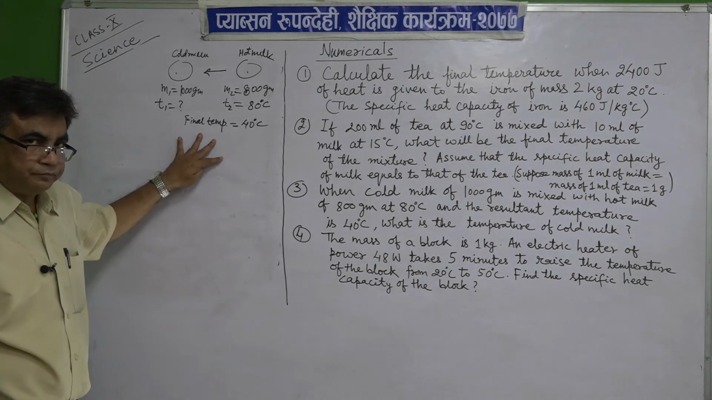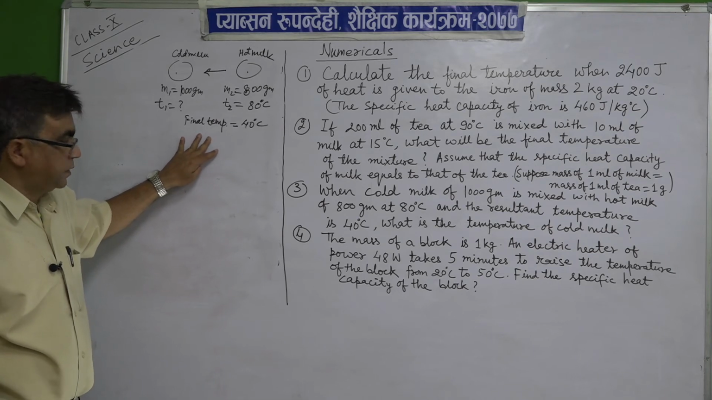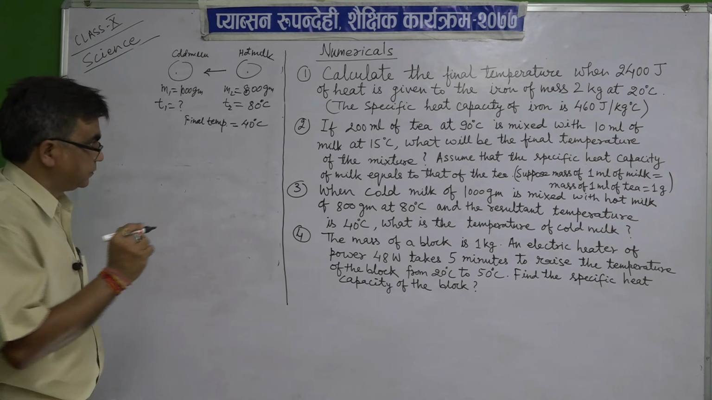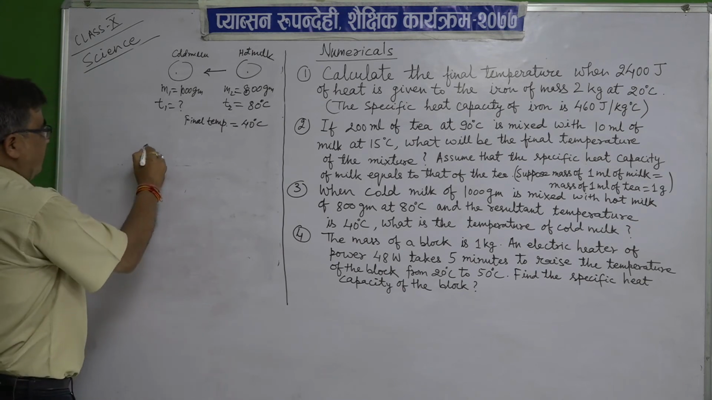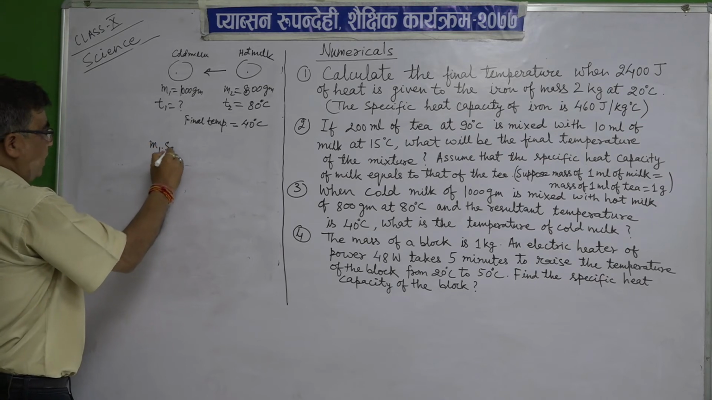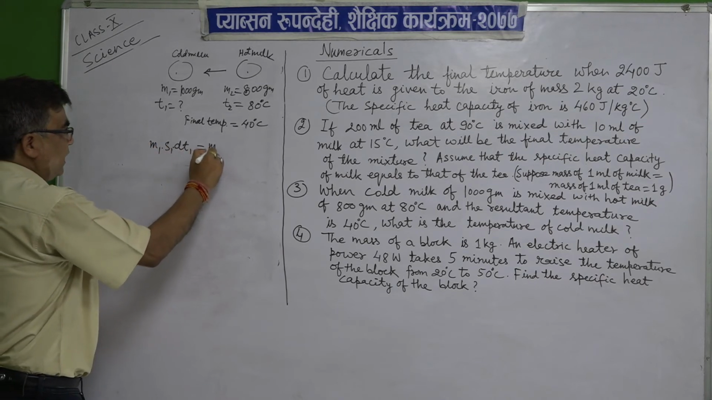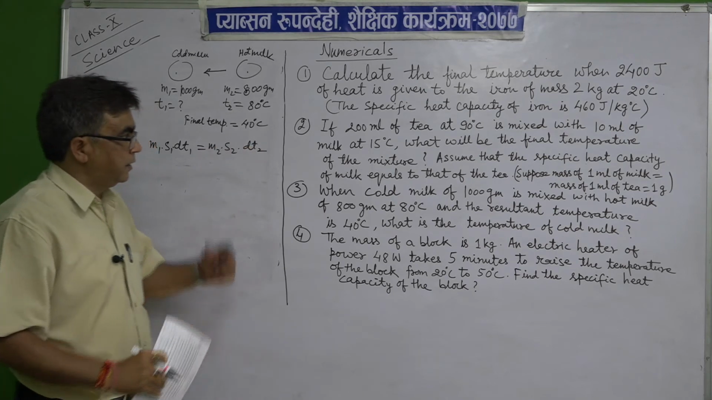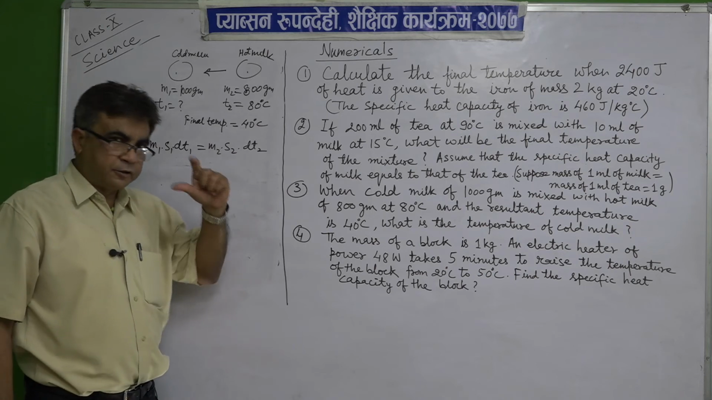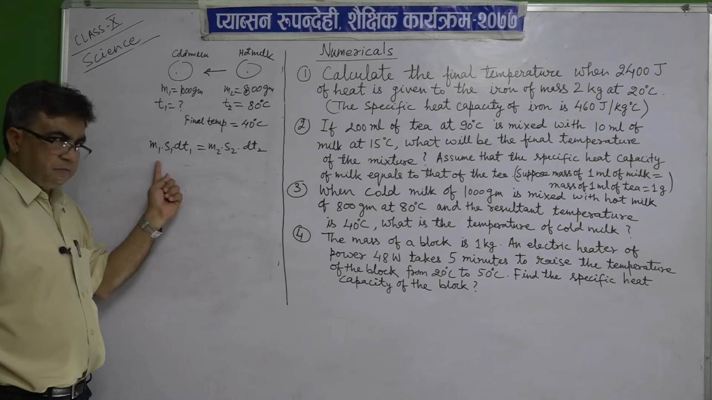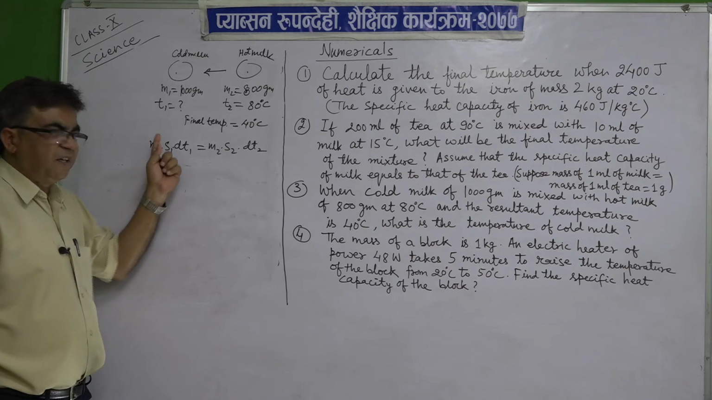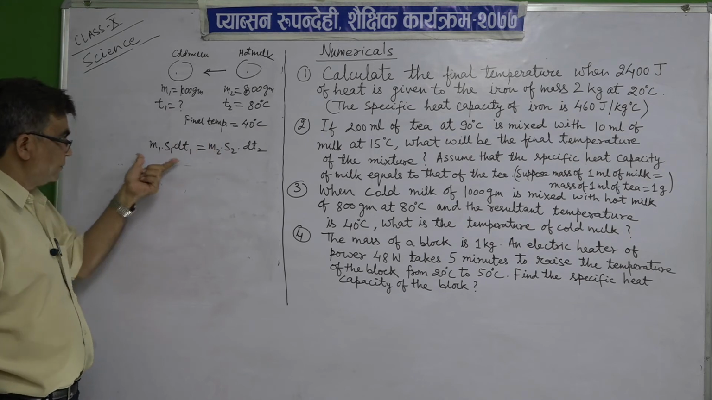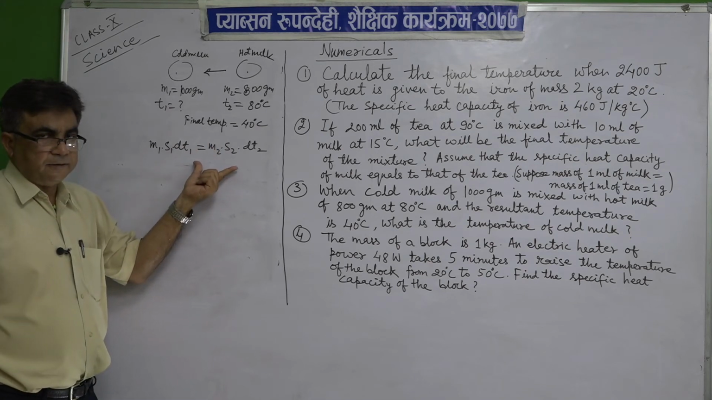Now try to understand this. What is the principle of calorimetry? What we have come to know? M1 S1 dT1 equals M2 S2 dT2. I have very little time, that's why I am going to solve it in short. I am leaving out a lot of the words, I am not going to write them. You have to understand, this is the principle of calorimetry.